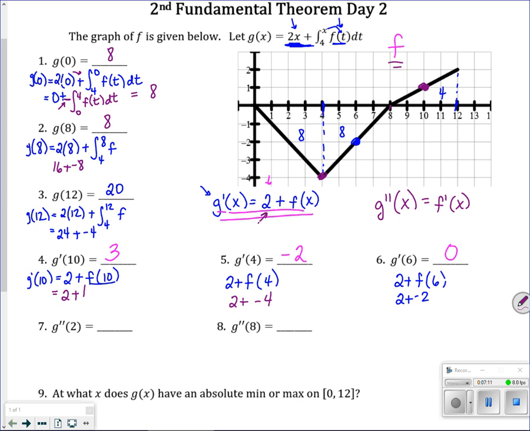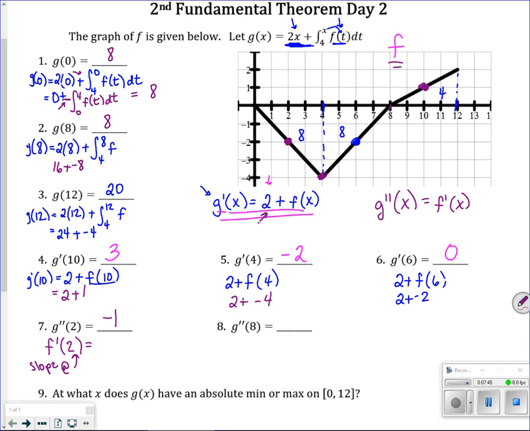So the good news with this one, if I'm doing number 7 here, G double prime of 2, that's really f prime of 2. You have the graph of f, so you would go to this value, and what are you looking for? You are still just looking for the slope at this value. So if I go right here, what is the slope of that line? Of course, I can just read off the graph and get negative 1.